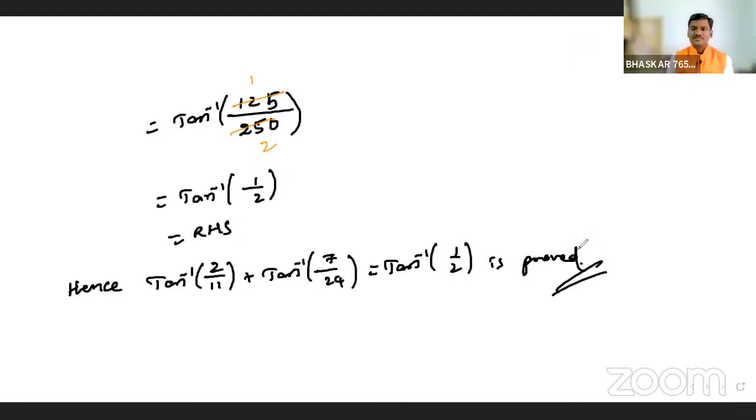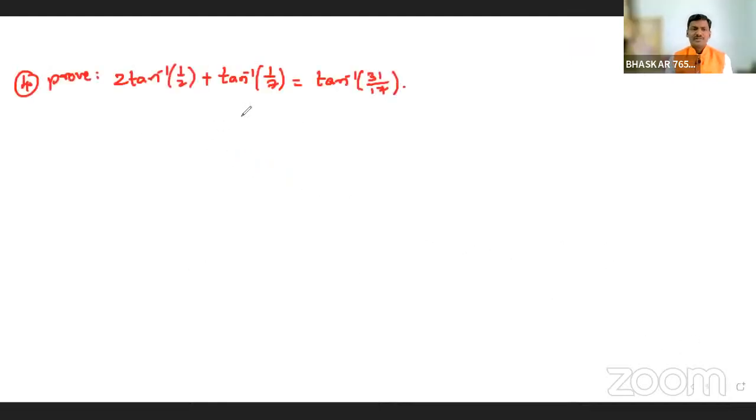Now let's look at one more question. Prove that 2 tan inverse 1 by 2 plus tan inverse of 1 by 7 is equal to tan inverse of 31 divided by 70. In this question, first I am going to simplify the first part separately.